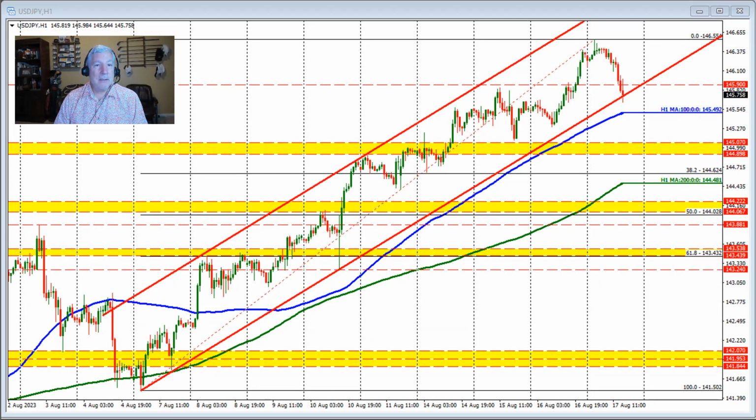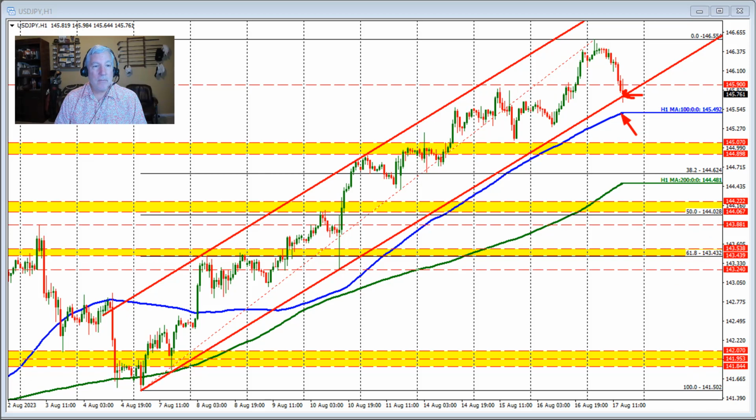What is significant is that the price did break a little bit below this trend line here, but we are trading just above it as we speak. On the downside is the rising 100-hour moving average. The 100-hour moving average comes in at 145.49. Also in play is this 145.90 level.